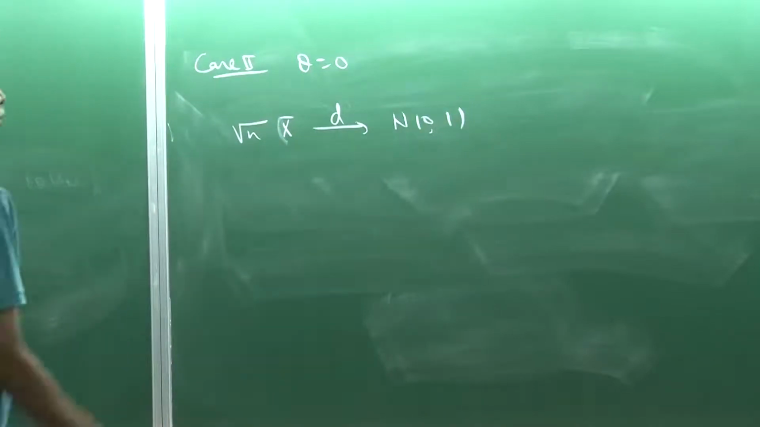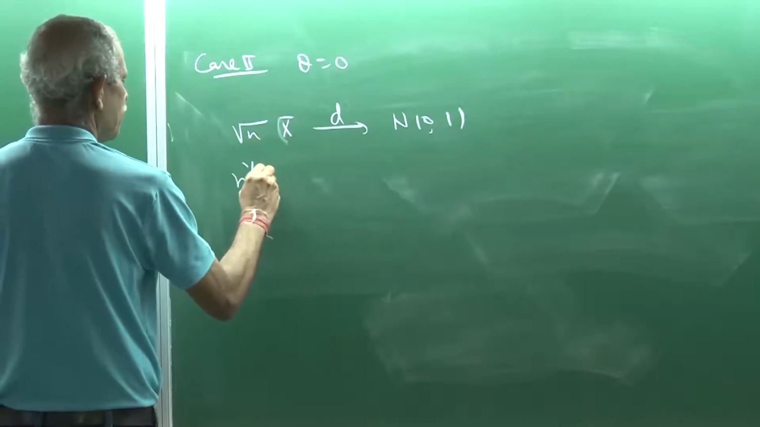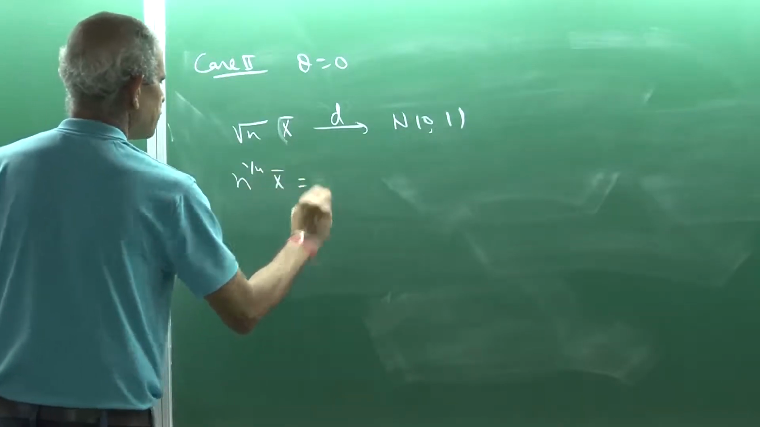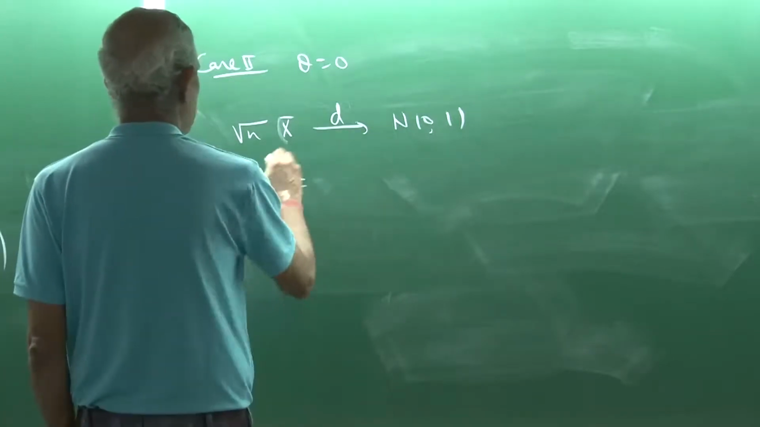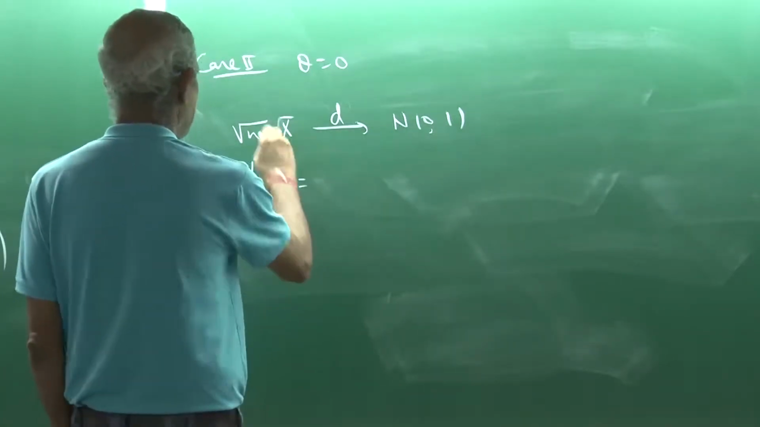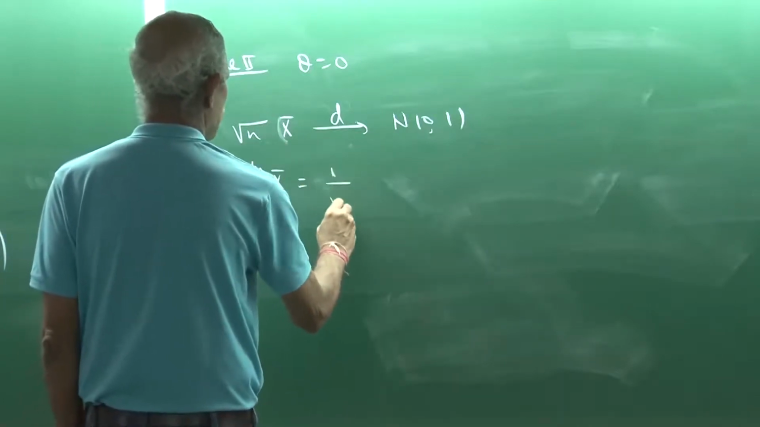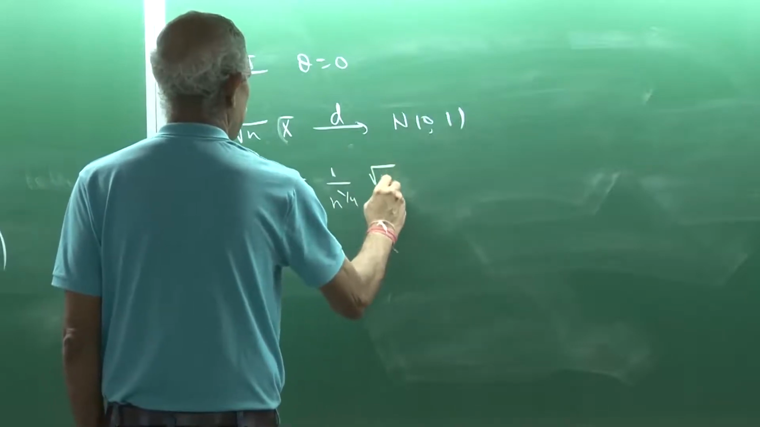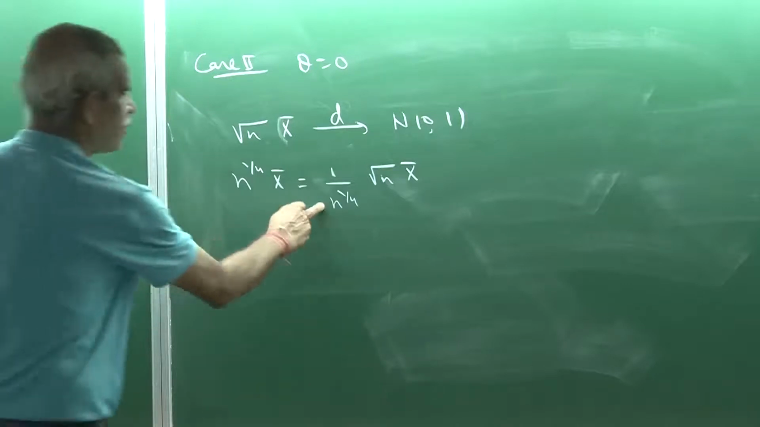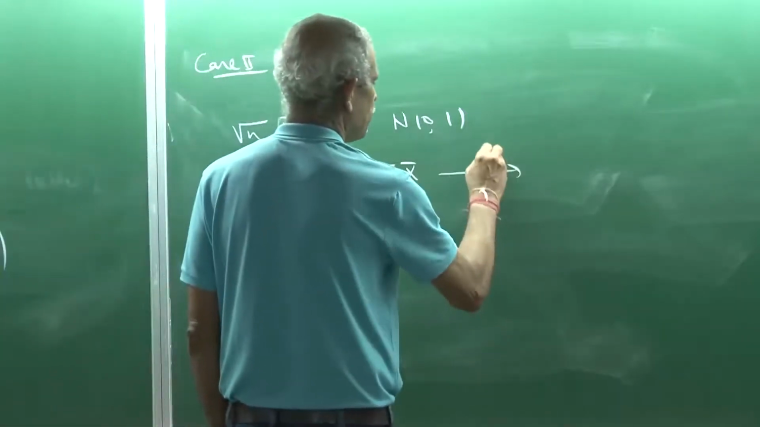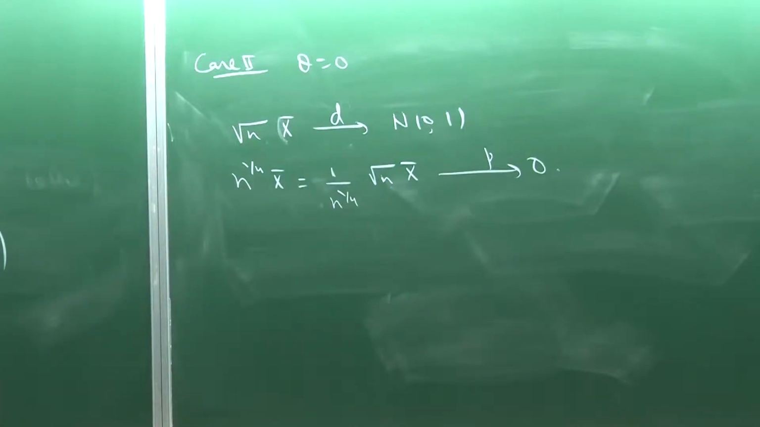So n to the power 1 by 4 x bar would be how much? I multiply and divide by root n, so it becomes 1 upon n to the power 1 by 4 times root n x bar. This goes to 0, and this goes in distribution to this thing, so this will go in probability to 0. So n to the power 1 by 4 x bar will go in probability to 0.